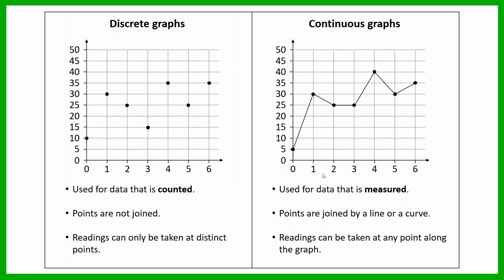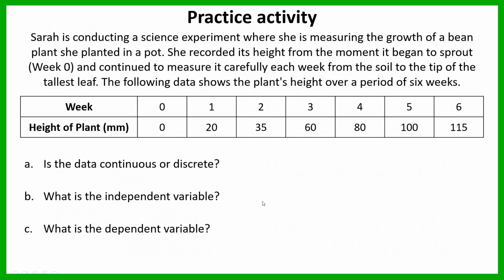Okay. Right, let's go on to an example where we're going to be working with a global graph. In this example, Sarah is conducting a science experiment where she is measuring the growth of a bean plant she planted in a pot. She recorded its height from the moment it began to sprout, which was week 0, and continued to measure it carefully each week from the soil to the tip of the tallest leaf. The following data shows the plant's height over a period of 6 weeks.